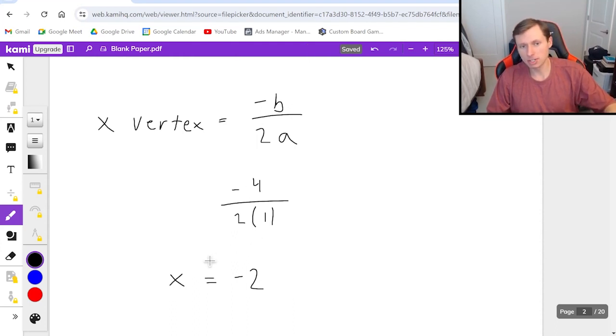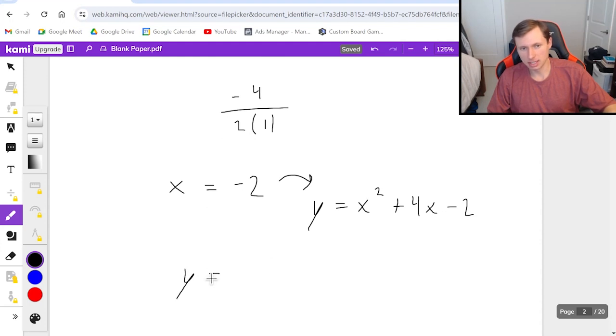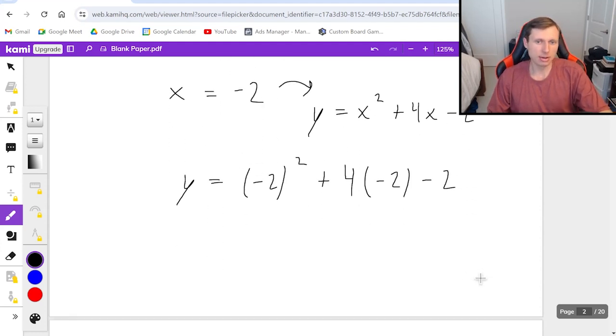Now to find the y vertex, I have to plug in negative 2 into my function y equals x squared plus 4x minus 2. And that will look like this. Y equals negative 2 squared plus 4 times negative 2 minus 2. Now, if you want to use a calculator for this, you can. I will make fun of you, because we really don't need one. We know negative 2 squared is positive 4, because negative numbers squared become positive. Then plus 4 times negative 2 is actually minus 8, and then minus 2.